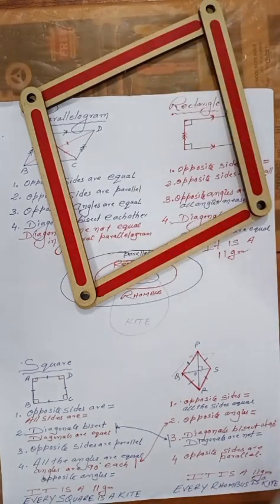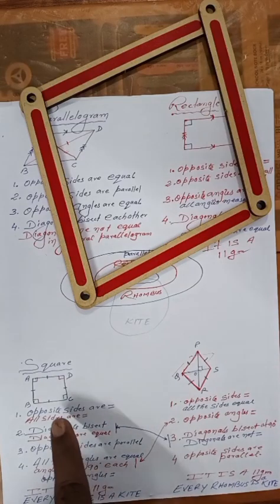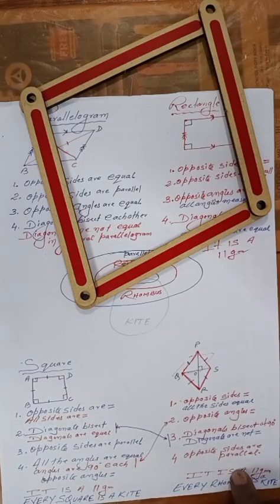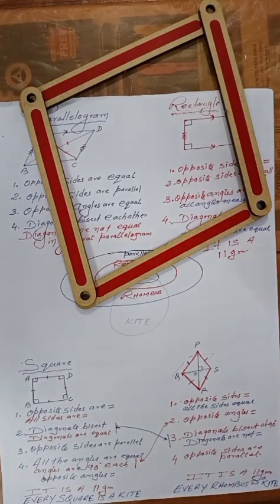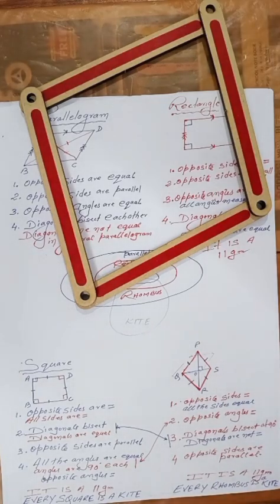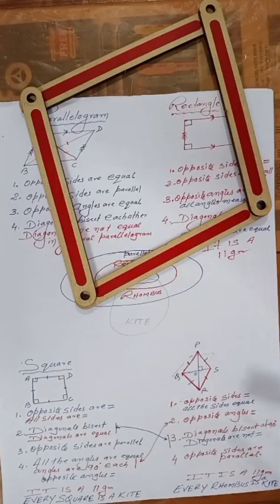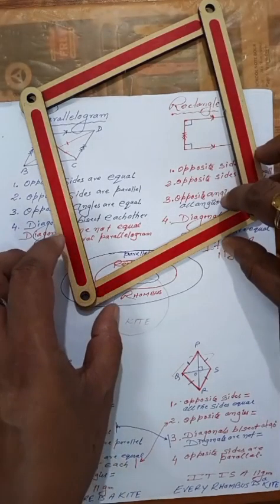Opposite sides are parallel. So here the conclusion is, it is a what? It is a parallelogram. Means a square is a parallelogram, and a rhombus is also a parallelogram. This is the main property of this. Means all these things that I have taught you, that is rectangle, square, and rhombus, all are parallelograms.